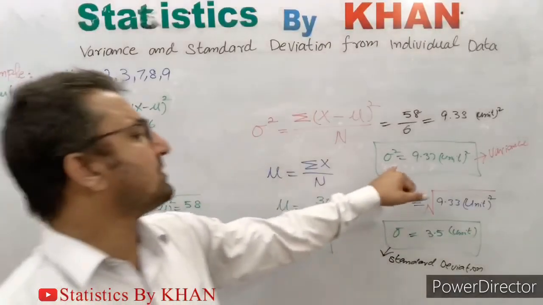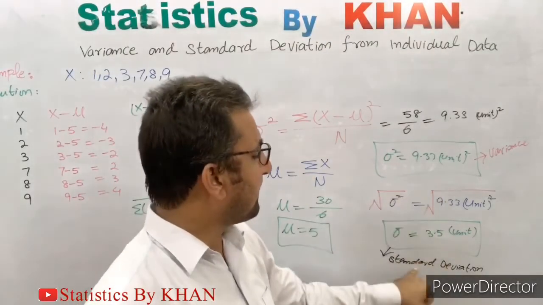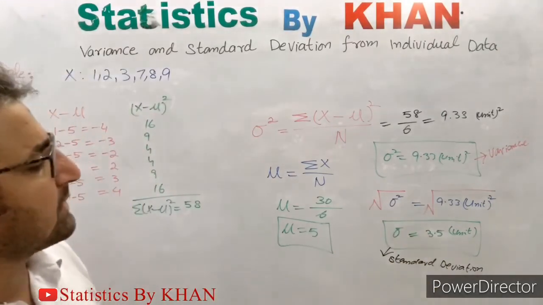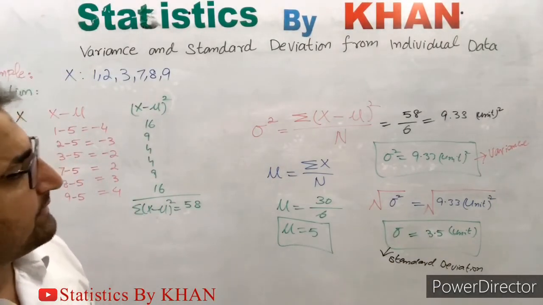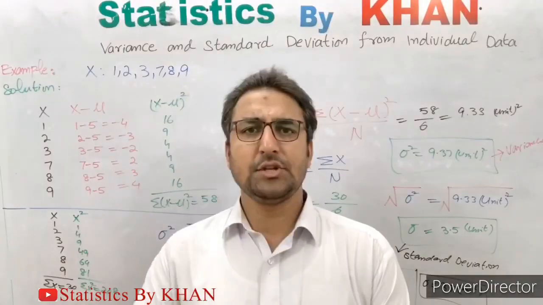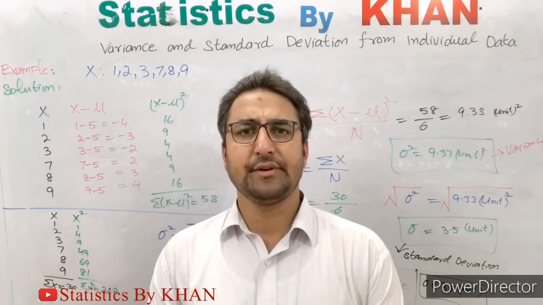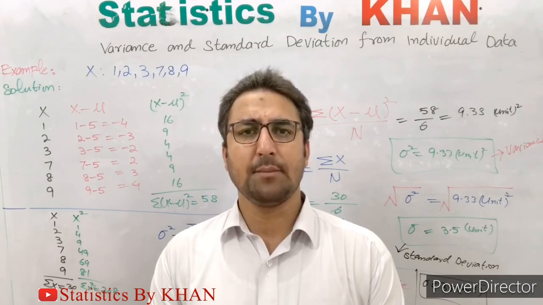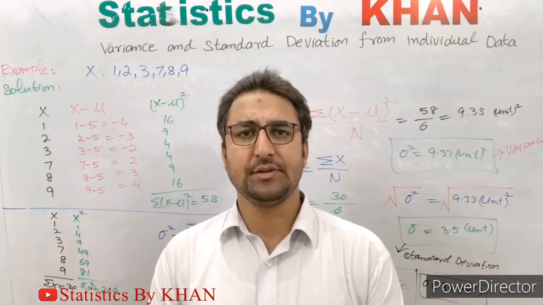Now the computation of the population variance and the population standard deviation has been completed over here. This is enough for the computation. So this was all about the computation of variance and standard deviation from individual data. I hope this will help you in the computation of variance and standard deviation from individual data.